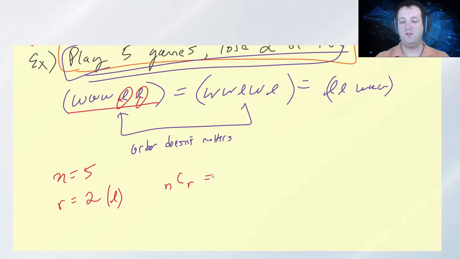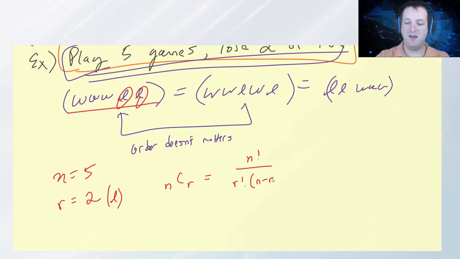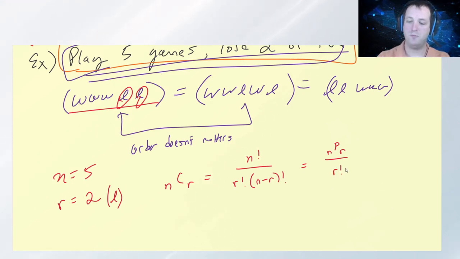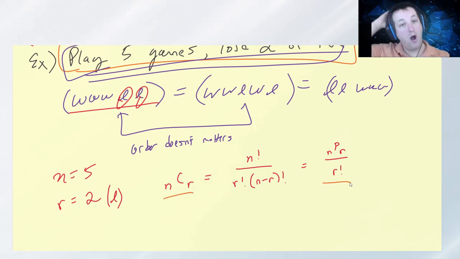And one can find, and I'm not going to go ahead and prove this, but it's really related to the idea of permutations. This is going to be equal to n factorial over r factorial with n minus r factorial also on the bottom. So if you relate this to, for example, permutations, this is going to be nPr all divided by r factorial on the bottom. Okay, so nCr is equal to nPr over r factorial.